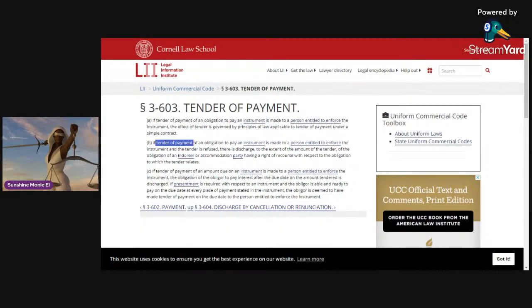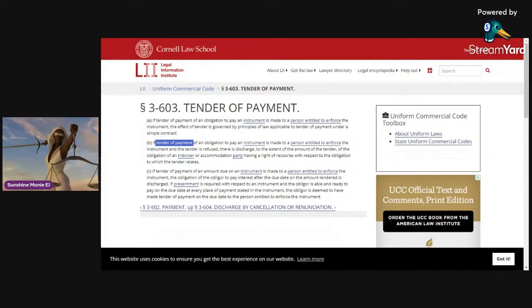So if the obligation to pay an instrument is made to a person entitled to enforce the instrument, and the tender is refused, there is a discharge. So if I give you the tender and you refuse to take the tender, then it's discharged to the extent of the amount of the tender. So whatever amount I put on the tender. Of the obligation of an endorser or accommodation party having a right of recourse, with respect to the obligation to which the tender relates.